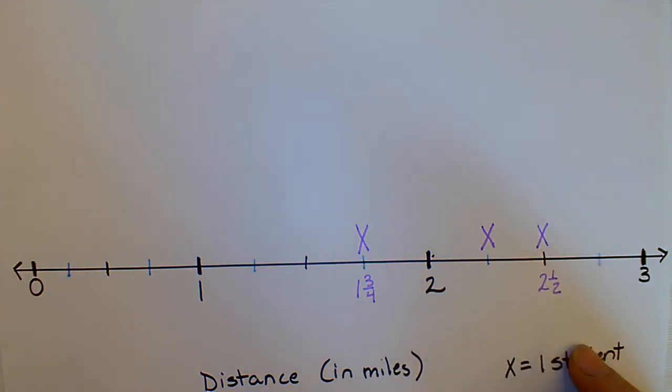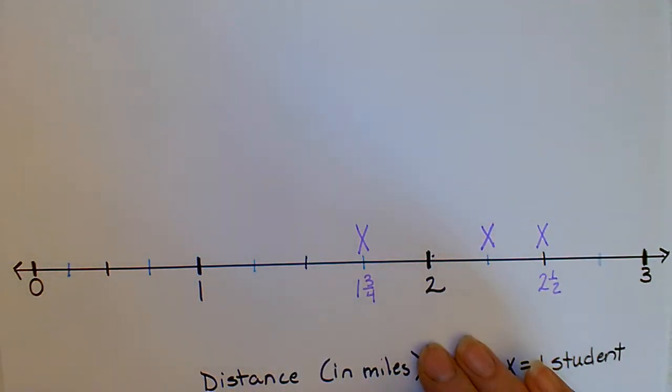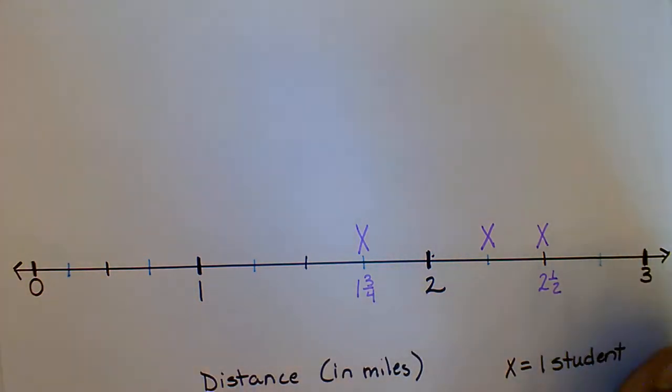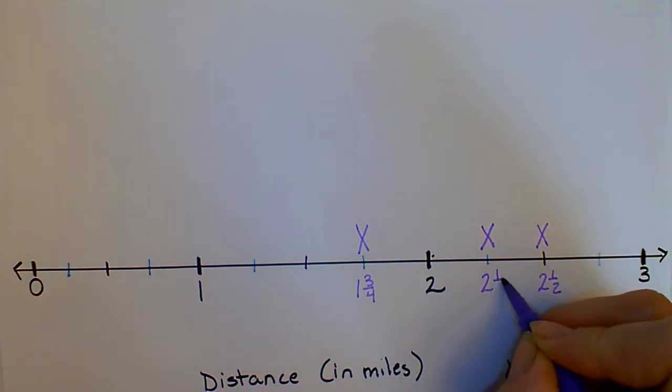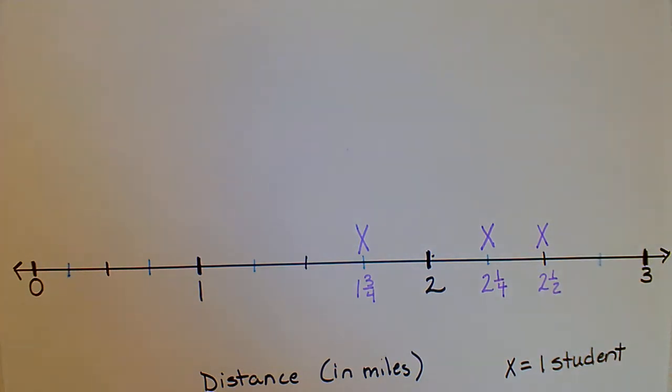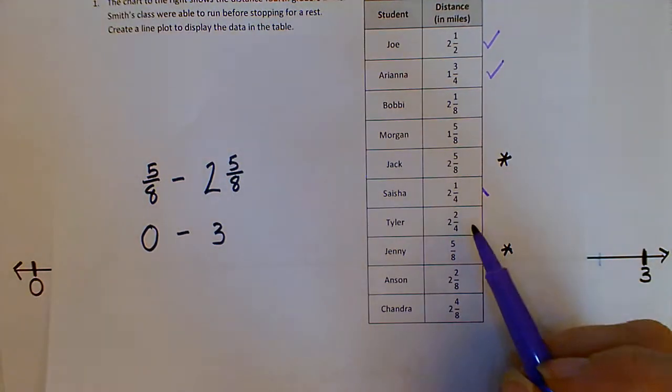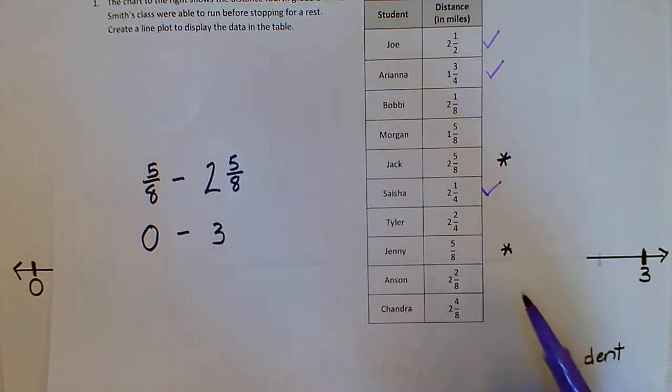Now, I'm not putting anyone's name on here. You can't figure out who scored what. You're just getting to see how many kids scored at certain points here. So I'm going to write 2 1/4. And then I'm going to go ahead back to Seisha. And I'm going to finish this check mark. And that's my little way to make sure I don't mess up also.